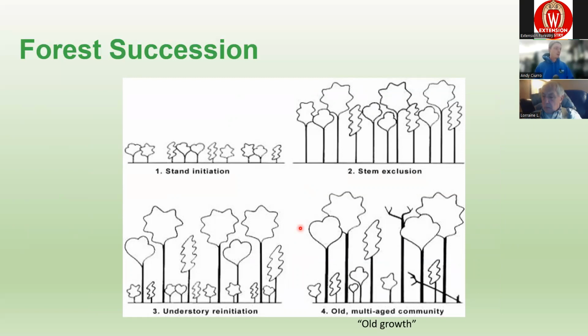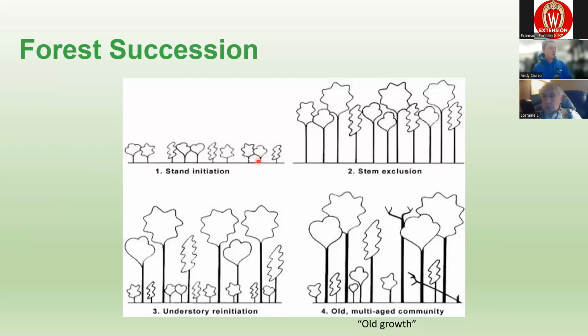So stand initiation, stem exclusion, understory reinitiation. That's when you have seedlings finally coming up, and then pretty much old growth. So these are the stages that happen in a natural setting without the influence of humans or any other direct management. This is just what happens in a forest.